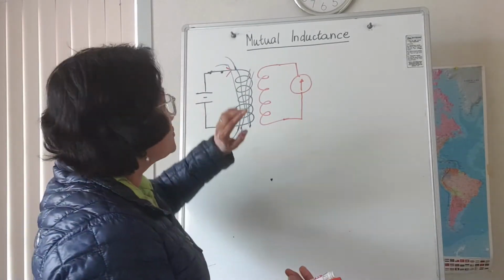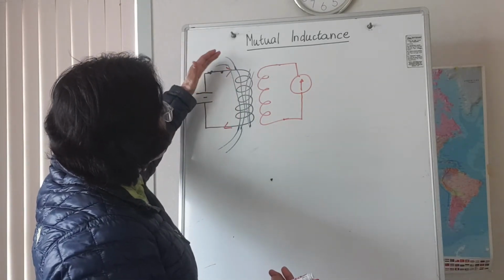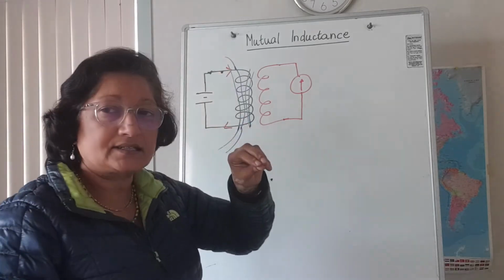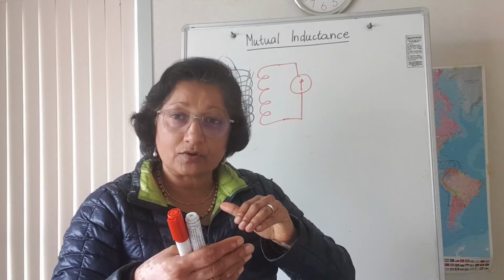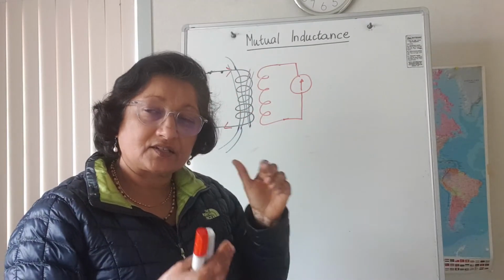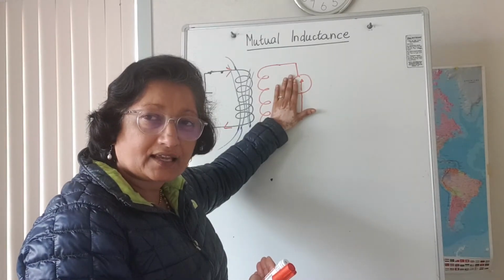One of the things is you could, every time you switch on or switch off the current, if you switch the current on, if you just close the switch, what happens is the current is going from 0 to a maximum. So for that tiny period of time, there's going to be a changing flux. So there's going to be a voltage induced in the second coil.